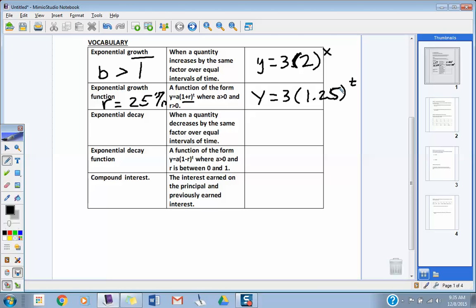So as an example, how about we start with 3? And instead of doubling it this time, let's cut it in, maybe say, half. Cut it in half. Well, what fraction or what decimal could I use to represent half? 0.5. This 0.5 right here to the t. So what this is really saying, hey, your b value is between 0 and 1 right there. That b value is going to be between 0 and 1.